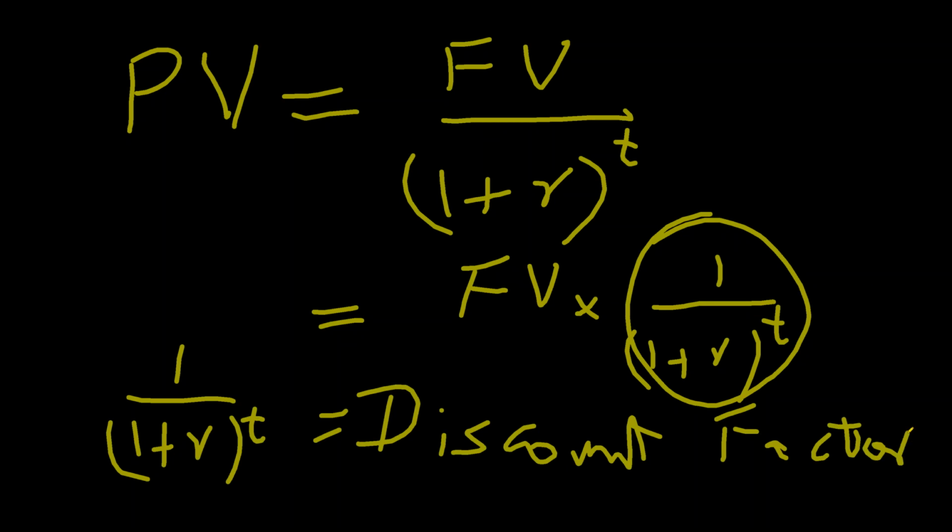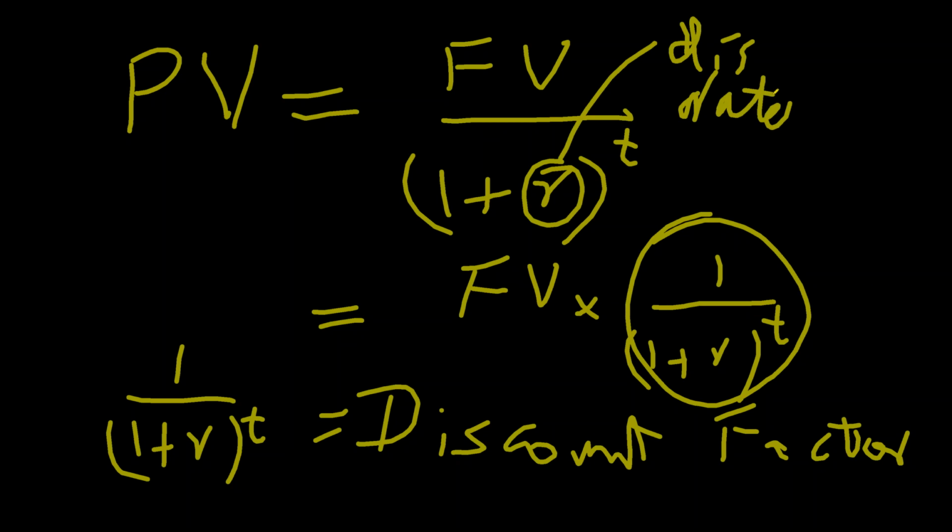R was discount rate, and this whole portion is discount factor. And if you look at it closely, you will find that there is nothing in this. There are only two unknowns, R and T, discount rate and time. And if there are only two variables, then it is not a very difficult formula. We can always resolve it.